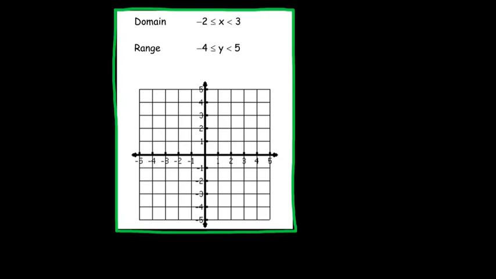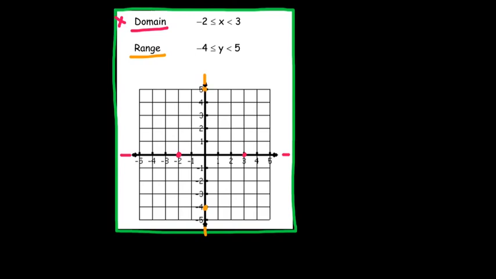So for this last one here, we are asked to create a graph with a domain of negative 2 to 3 and a range of negative 4 to 5. So let's start with my domain. Remember, the domain are all the x's, so I'm looking at the x-axis here. And I'm going from negative 2, which means that's this point right here, all the way to 3, which is this point right here. Okay, and the range, I'm looking on the y-axis, and the range goes from a negative 4 to a positive 5.